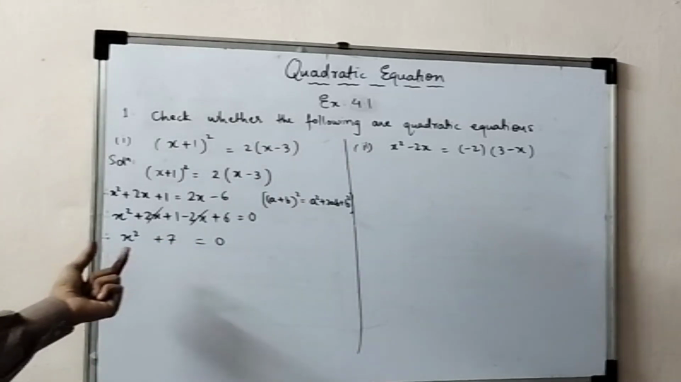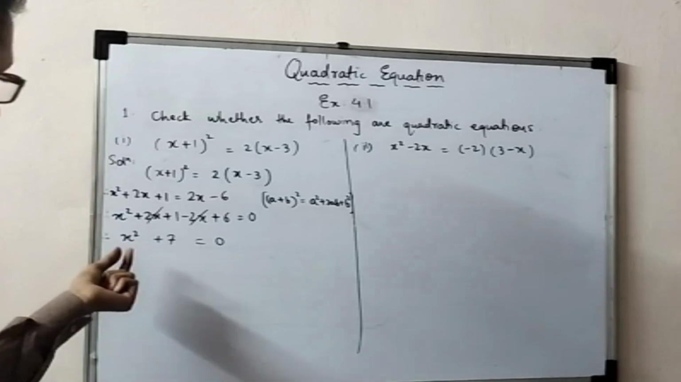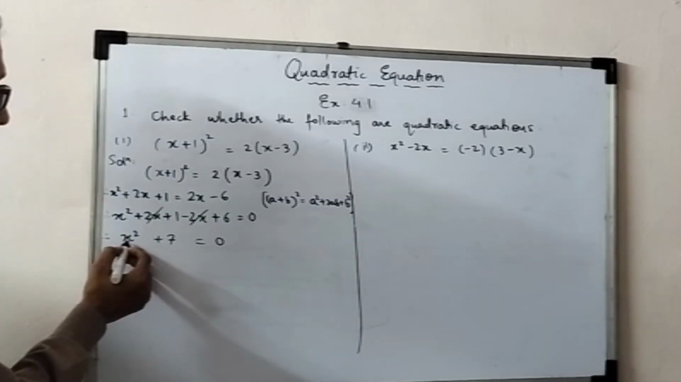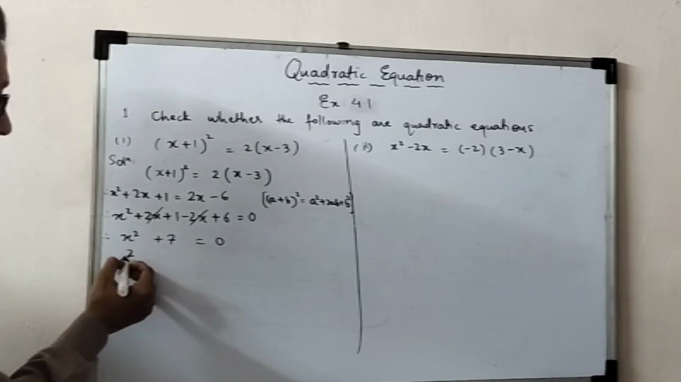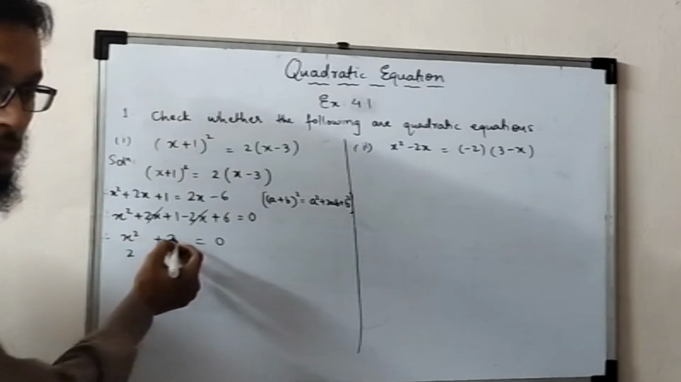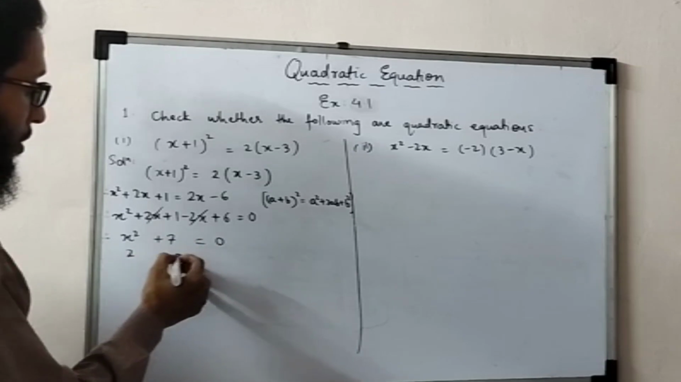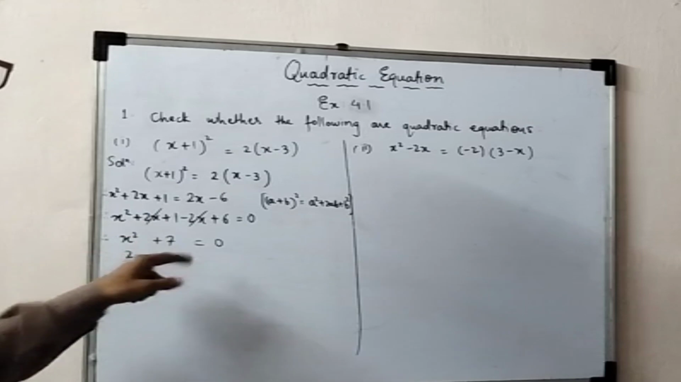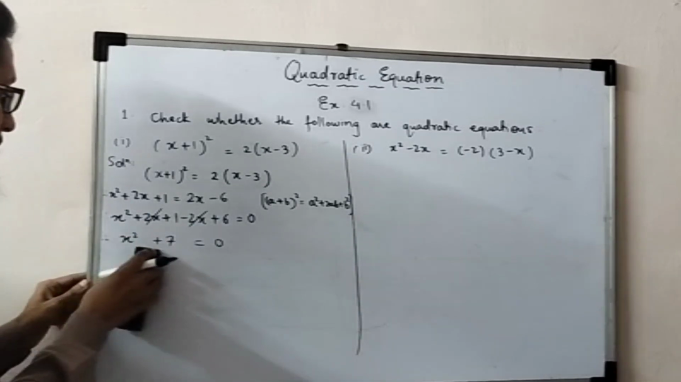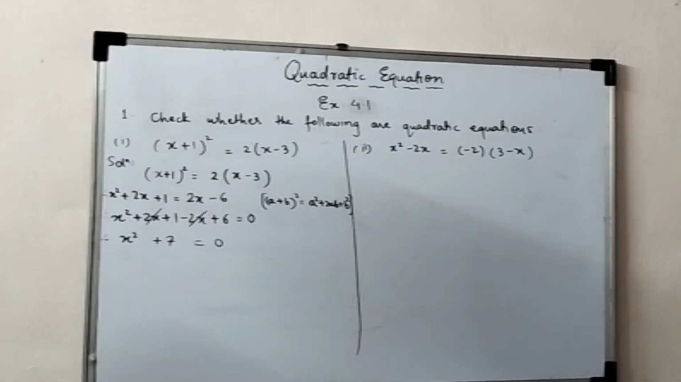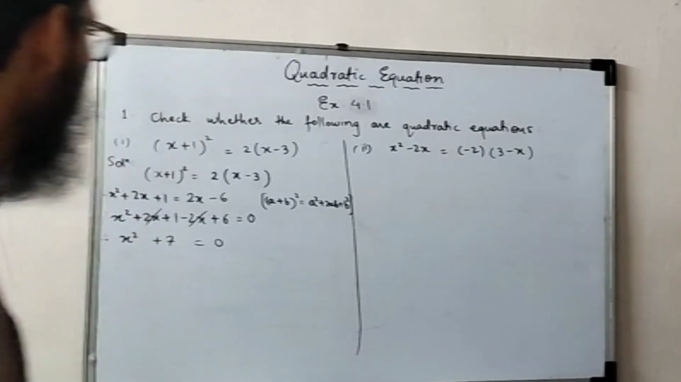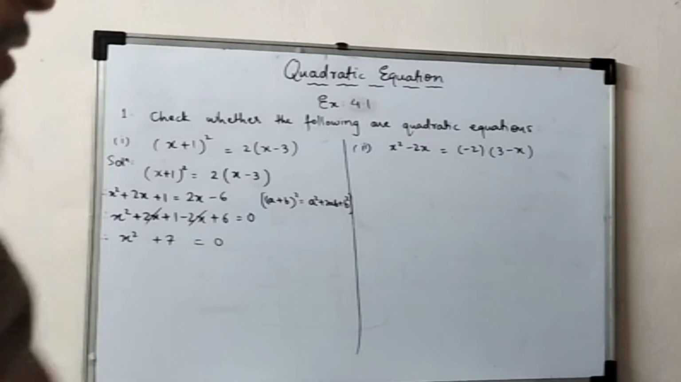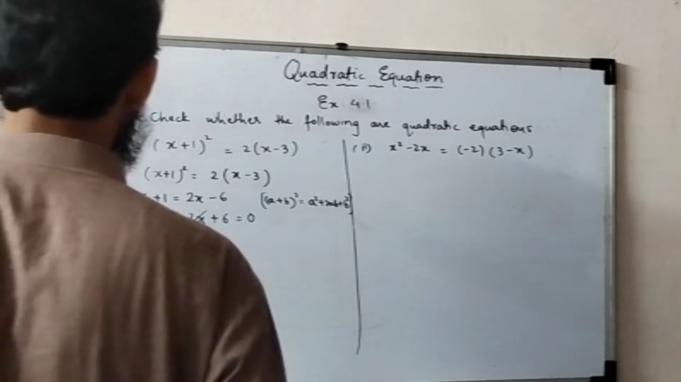So here you can see that the variable is x and this variable has the power of 2, and in the constant term the variable is not there, so the power is 0. You can say the maximum power is 2. Therefore this equation is a quadratic equation. Understood? Why is it a quadratic equation? Because the maximum power of the variable is 2. Understood?